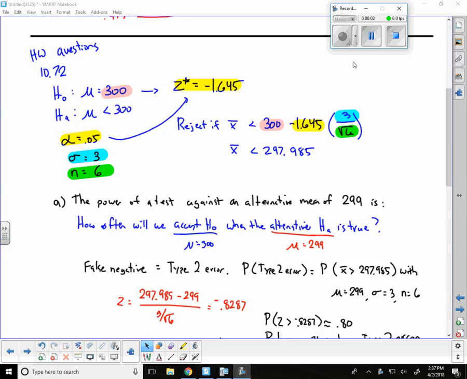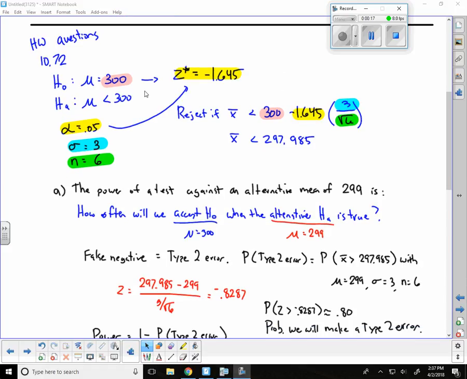All right, everybody. Here's my attempt to answer in a little bit more clearly fashion homework problem 10.72, which starts on page 603, and it deals with finding the power of a test. So here we have some information that was given in the problem. H naught was that we thought the mean was 300, and the alternative was it's less than 300. Alpha level was 0.05, sigma was 3, and the sample size was 6.